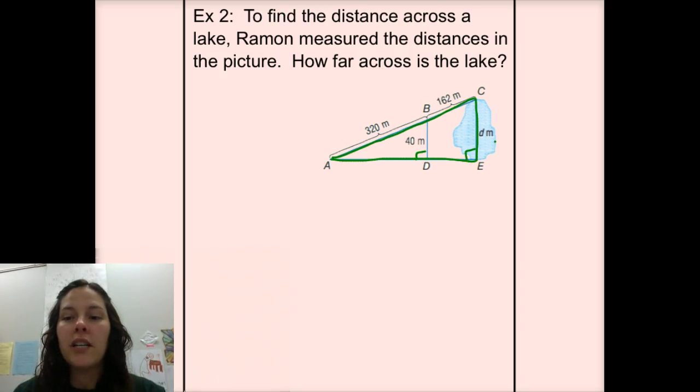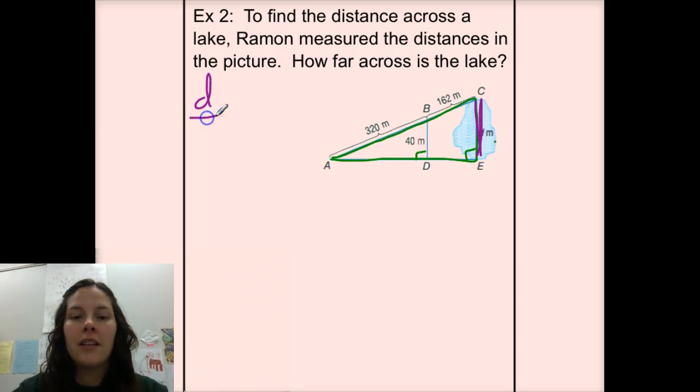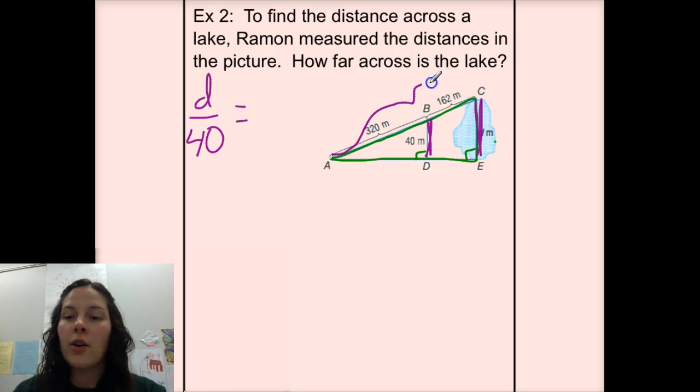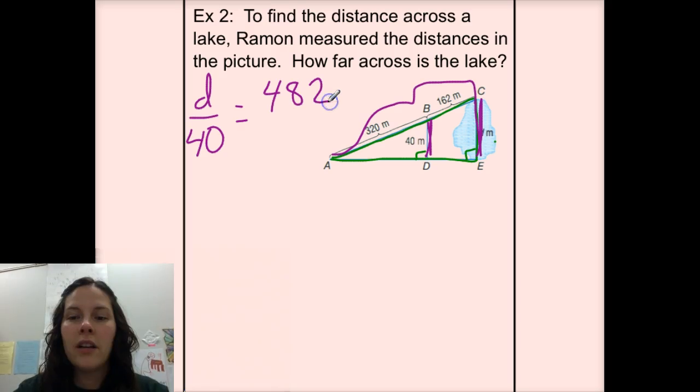Setting up our proportion, we can start with the distance across the lake corresponds to the side of 40 meters in the little triangle. Now we have to look at the whole big side because we have to look at the big triangle. So we're going to add 320 and 162 to get the long side in the big triangle, which is a total of 482, over the long side in the small triangle, 320.